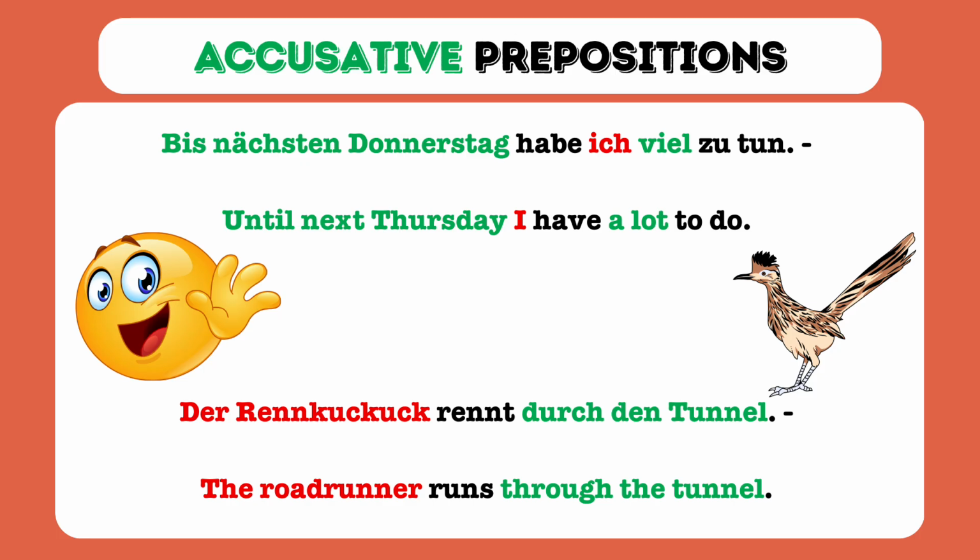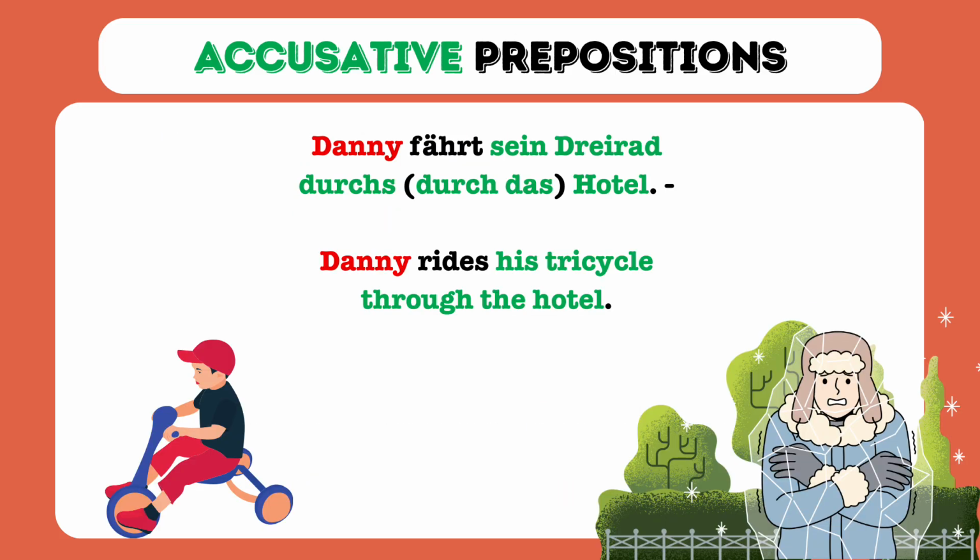Der Rennkuckuck rennt durch den Tunnel. The roadrunner runs through the tunnel. Durch means through and is used exactly the same way as you do for the English word through, whenever you're going through something. So in this sentence we have durch den Tunnel to show us the accusative case with the masculine article den.